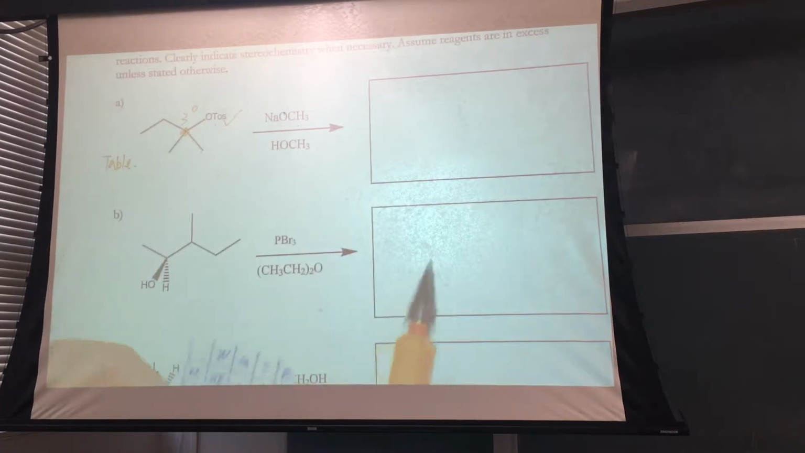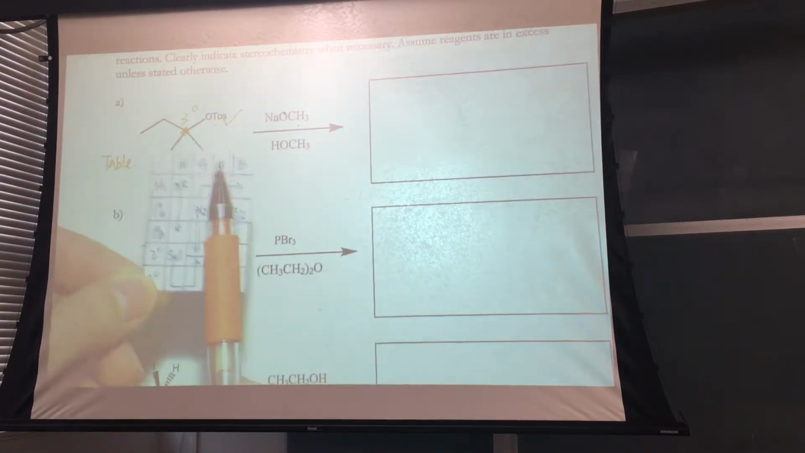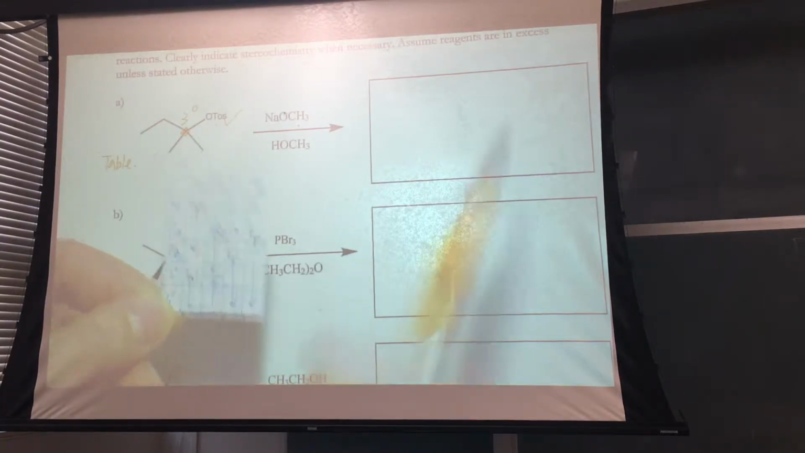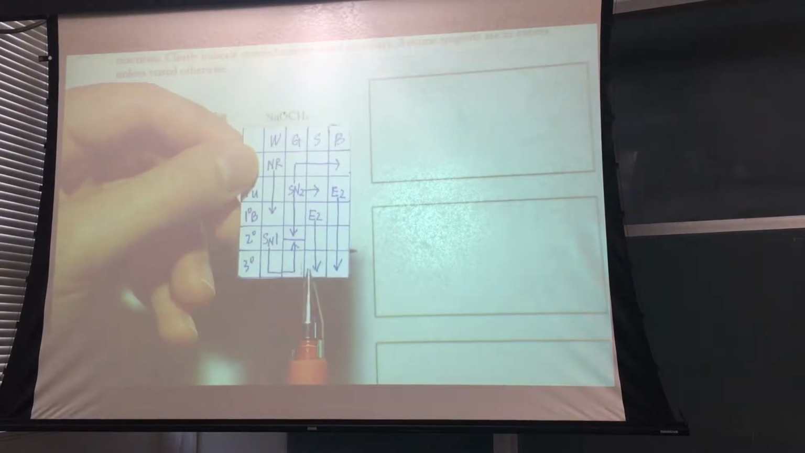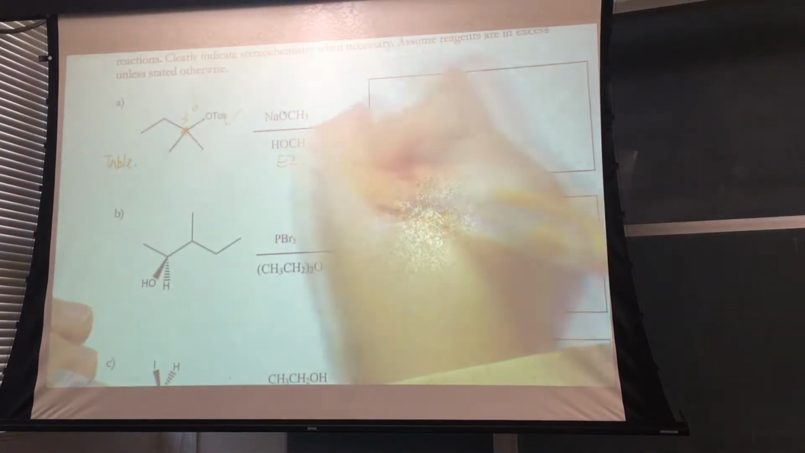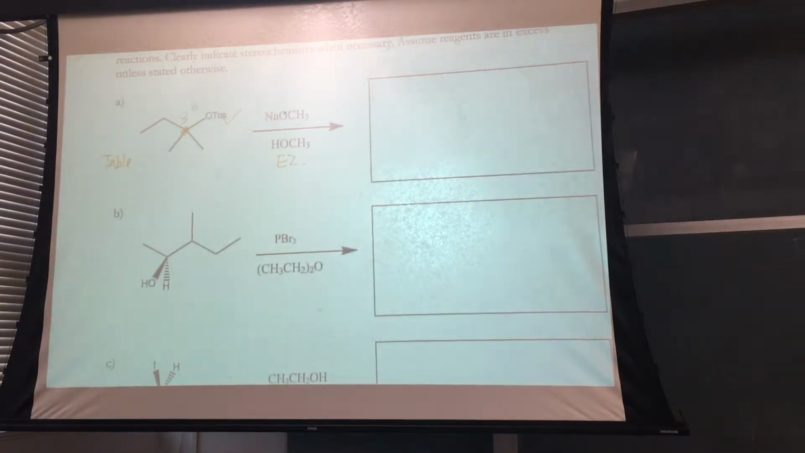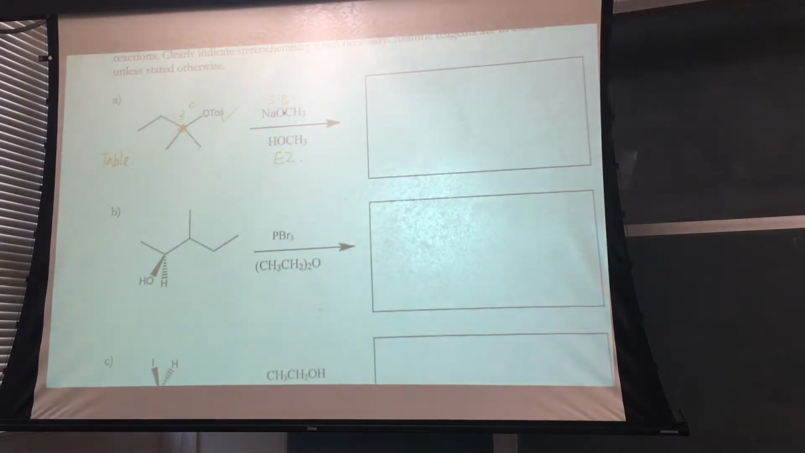If you don't, go to week 6. Review the things in week 6. Okay, small, strong base, tertiary. Okay, can we see that? Tertiary, small, strong base. It's going to be E2, okay? So all the orange parts happen in my mind. That's a small, strong base.